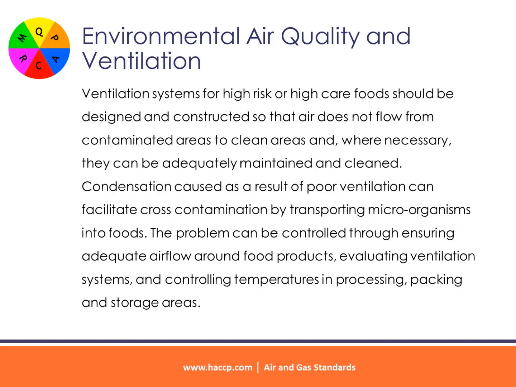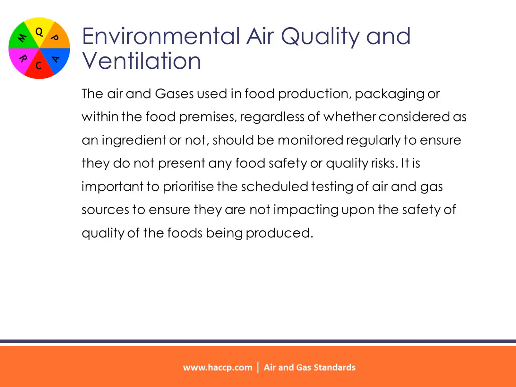Condensation caused as a result of poor ventilation can facilitate cross-contamination by transporting microorganisms into foods. The problem can be controlled through ensuring adequate airflow around food products, evaluating ventilation systems, and controlling temperatures in processing, packing and storage areas. The air and gases used in food production, packaging or within the food premises, regardless of whether considered as an ingredient or not, should be monitored regularly to ensure they do not present any food safety or quality risks. It is important to prioritize the scheduled testing of air and gas sources to ensure they are not impacting upon the safety or quality of the foods being produced.